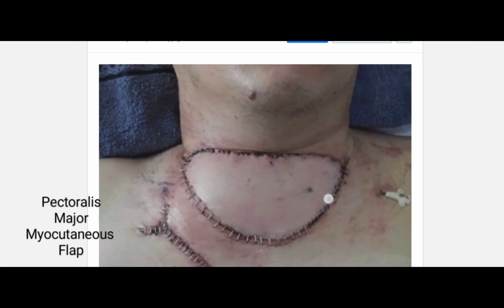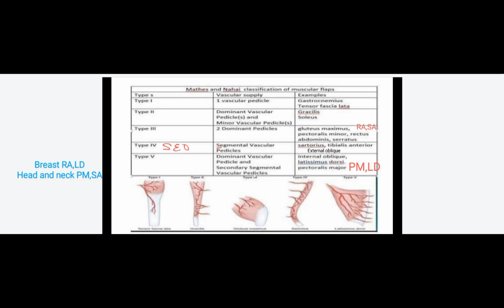The next image we have is of myocutaneous flap. Here the myocutaneous flap is being used, and the most common is pectoralis major flap. The next image we have is of Mathes and Nahai classification of muscular flaps. Basically, the flaps are of five types, and we will be studying each type and example of this. Type 1 is which is having one vascular pedicle.